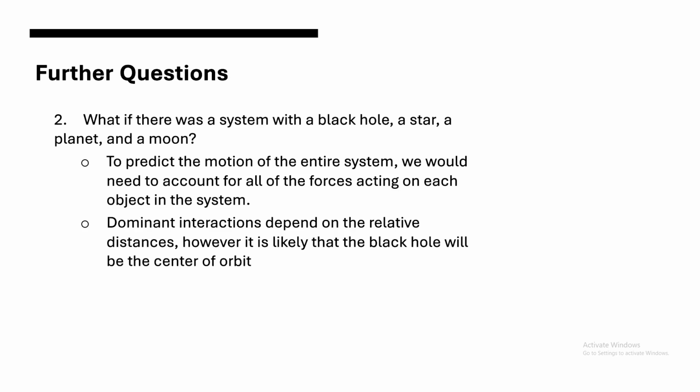In order to find out if there are any dominant interactions in the system, we would have to know their relative distances to say for sure, but it's safe to assume that the black hole would be what the rest of the objects orbit around due to its significantly higher mass.